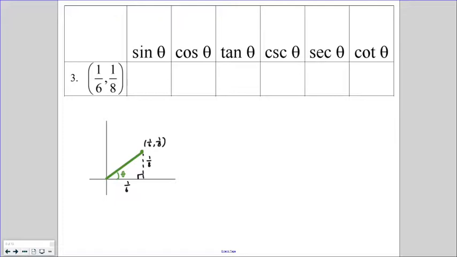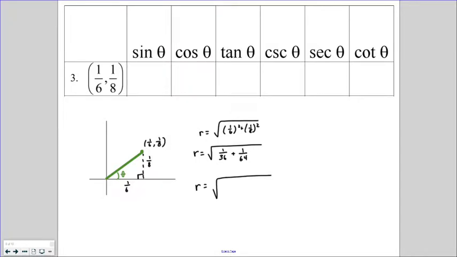Okay, so the last thing we need to do is find r before I can find all 6 trig values. So we're going to do that using Pythagorean theorem. R is equal to the square root of 1/6 squared plus 1/8 squared. And I'm just going to work through this. So this is the square root of 1 over 36 plus 1 over 64. Now I'm going to do this without having to do big numbers, or I'm going to try.